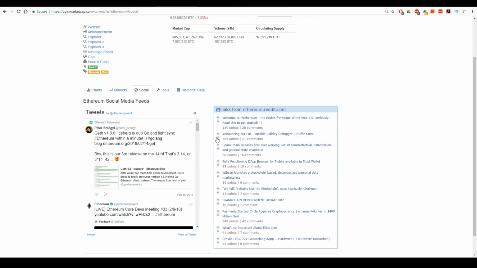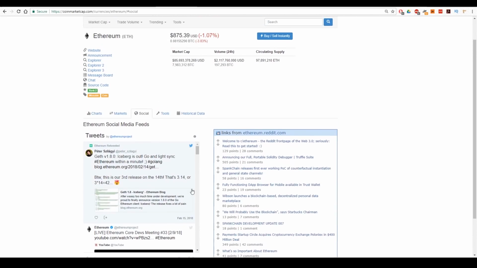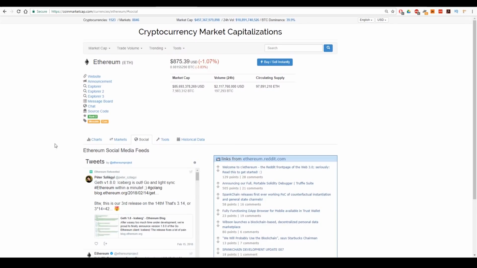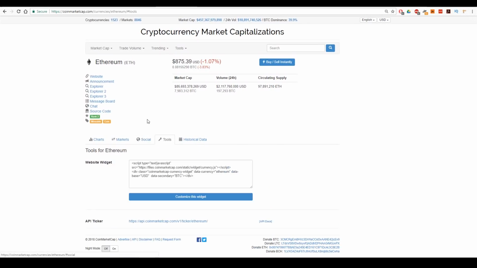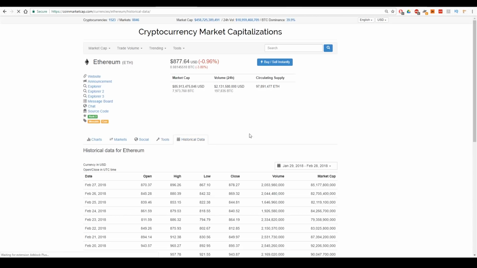You can see here that someone's talking about a portable Solidity debugger, something about Spank Chain. There's all this different information here, so this can be really good for getting a quick gauge on market sentiment as well. How's the community out there feeling? How are investors feeling? What's the general sentiment out there in the market? Now again, the tools are the same. You can get these tickers here, historical data just the same as well.